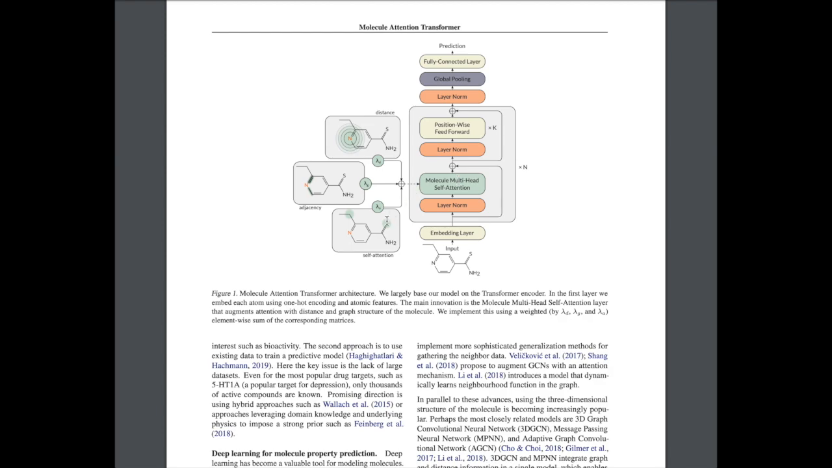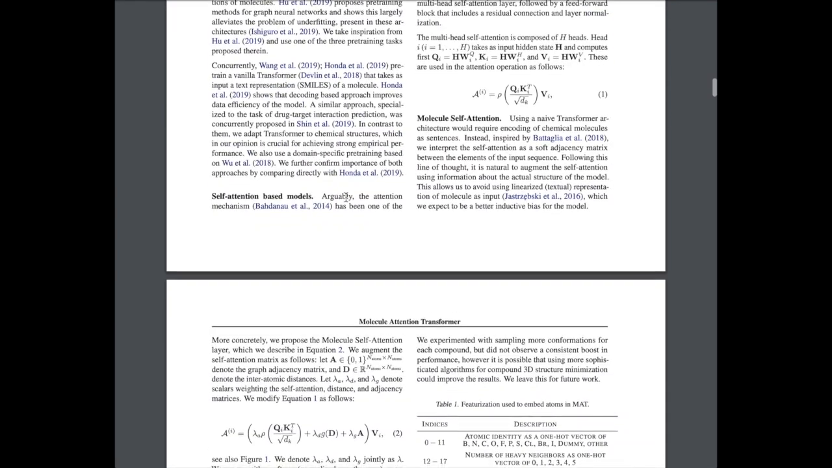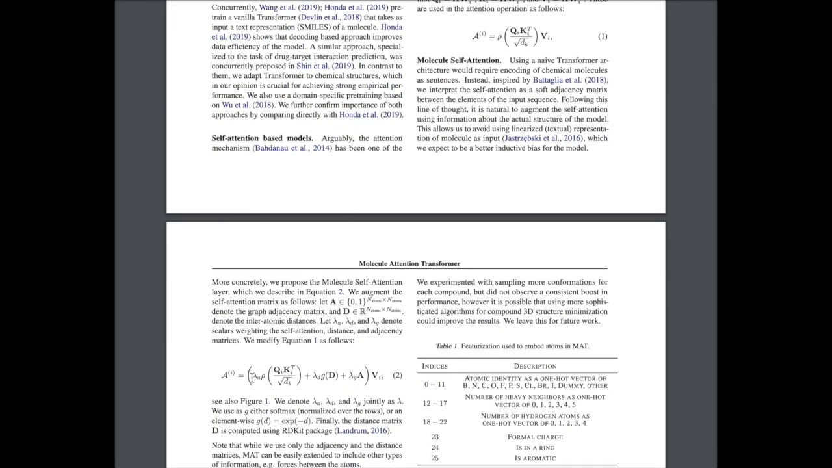So what they do is they have the self-attention between the featurized atoms in the molecule, they have the adjacency matrix connecting the atoms, and they have the distance between the atoms, all implemented in a novel function with respect to the way that you blend the query key transpose attention operation with the distance matrix and the adjacency matrix.